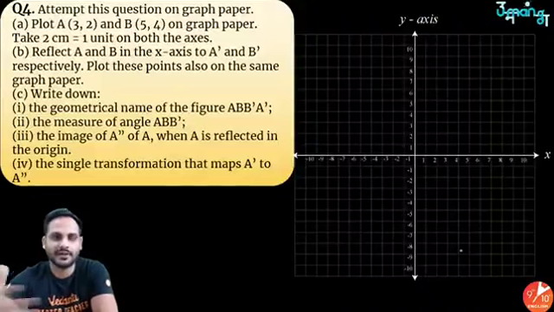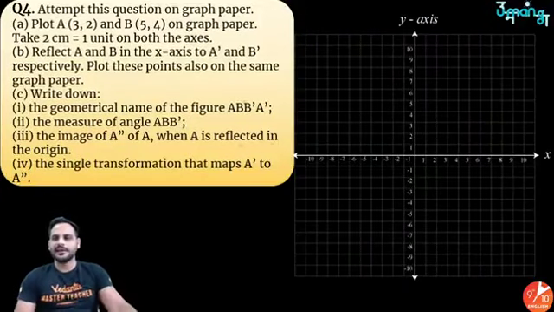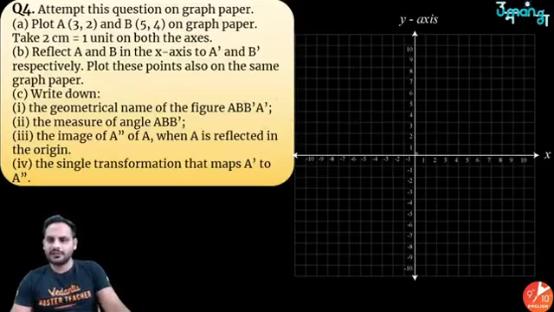Attempt this question on graph paper. Okay, graph paper is here. Plot A 3,2, B 5,4 on a graph paper. Take 2 centimeter equal to 1 meter on both the axes. ठीक है, I have already taken it, so I will just plot the points. A is 3,2, so x coordinate 3, y coordinate 2, so point A is over here. B is 5,4, so x coordinate 5, y coordinate 4, so this is your point B.